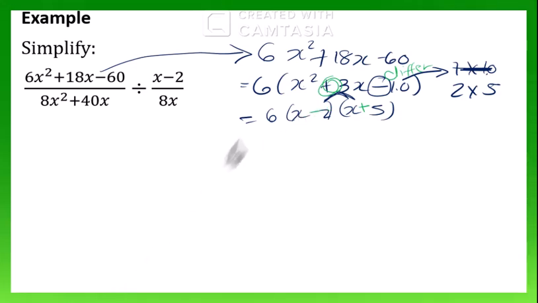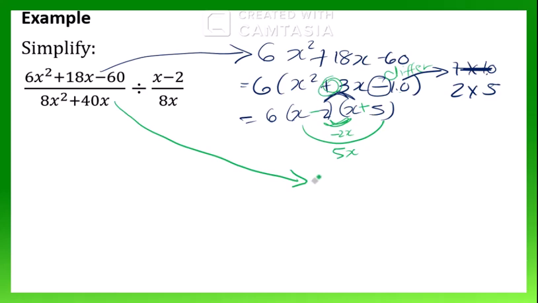Okay, so let's just double check. When we multiply those two inner terms, we get negative 2x. When we multiply the outer terms, we get 5x. When we add them, we do get the 3x. Also, negative 2 times positive 5 is negative 10. Beautiful, our factorization worked.